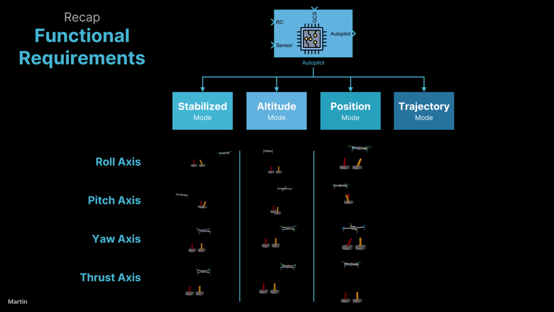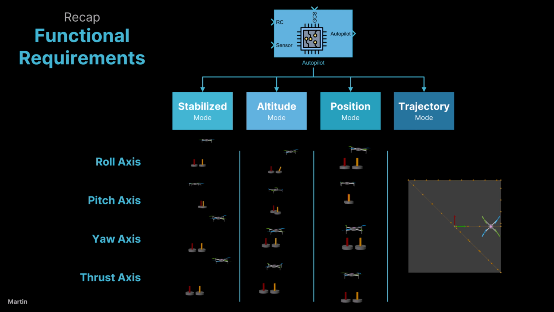Position mode. In this mode, the autopilot holds both the horizontal position, altitude, and heading, allowing the operator to focus on adjusting the roll, pitch, and yaw. Trajectory mode. The autopilot follows a predefined path consisting of a sequence of spatial points with timestamps.